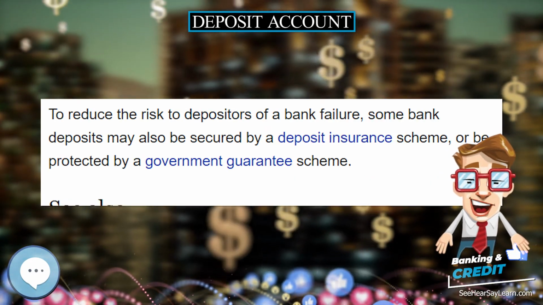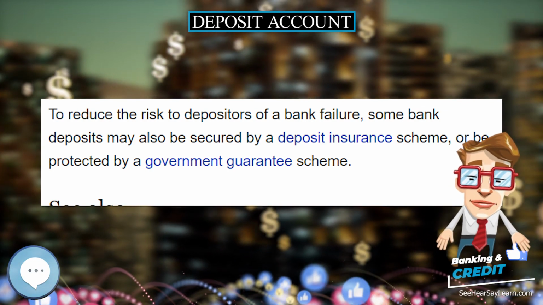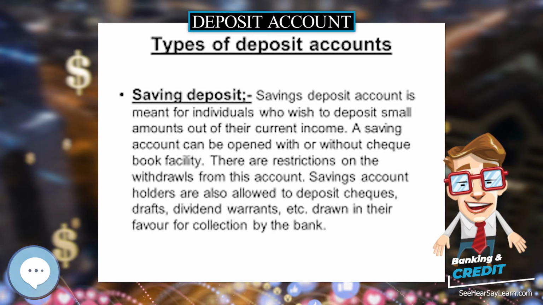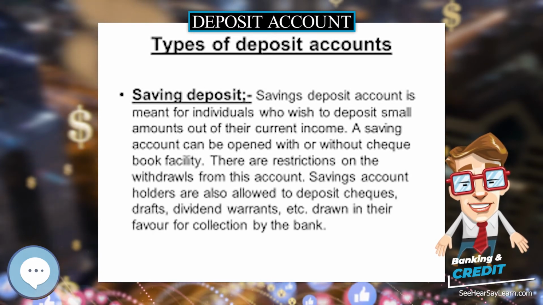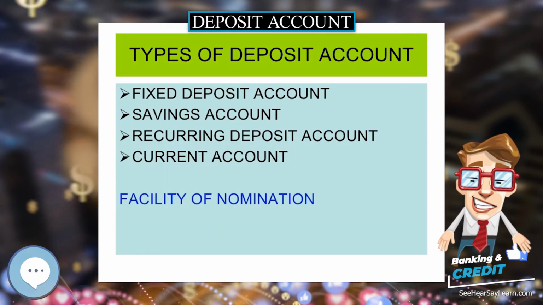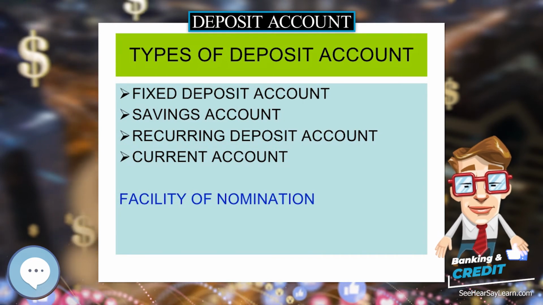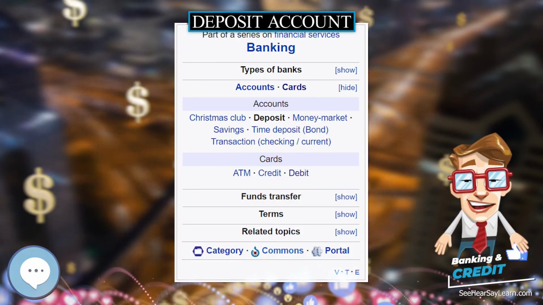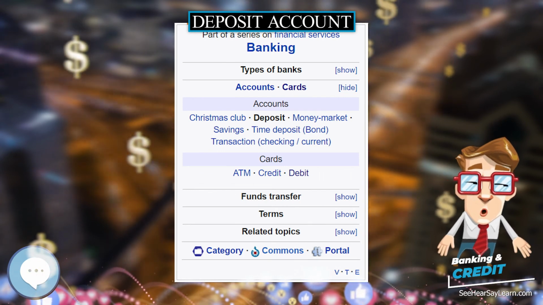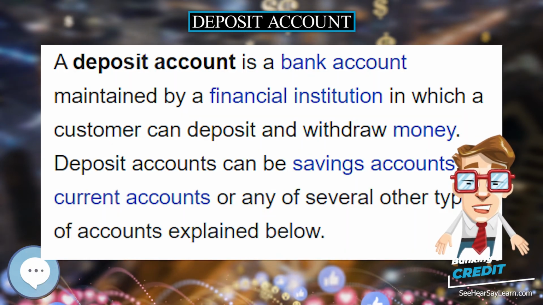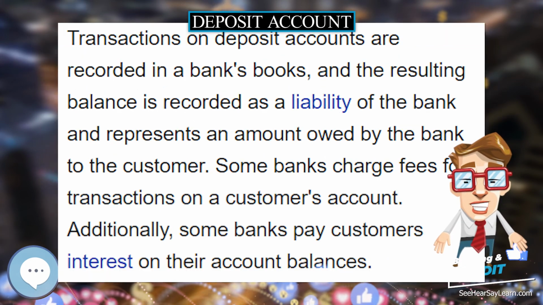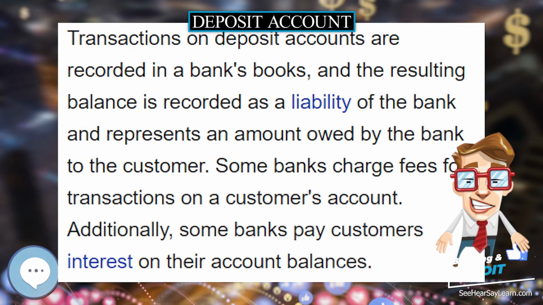Regulations. Banking operates under an intricate system of customs and conventions developed over many centuries. It is also normally subject to statutory regulations, such as reserve requirements developed to reduce the risk of failure of the bank. It may also have the purpose of reducing the extent of depositor losses in the event of bank failure. To reduce the risk to depositors of a bank failure, some bank deposits may also be secured by a deposit insurance scheme, or be protected by a government guarantee scheme.